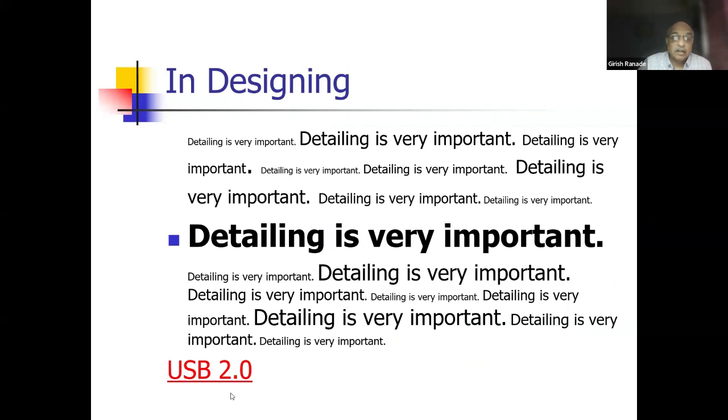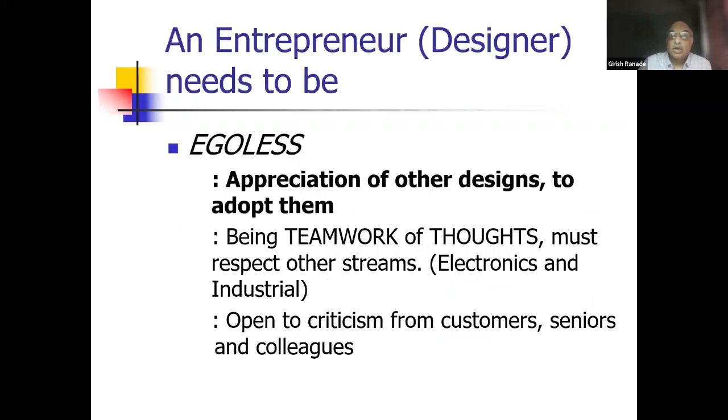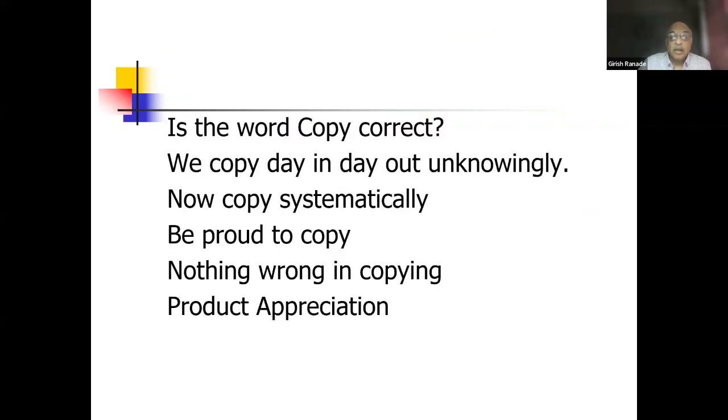Like for example, I've given you here an example, I won't click on this. Simply, you can go to the USB 2.0 specification. It is a 600 pages document. So for a simple thing like USB 2.0, the detailing is so huge that it is a 600 pages document. So generally it's very difficult for one person or small teams to design a product which is good in all respects.